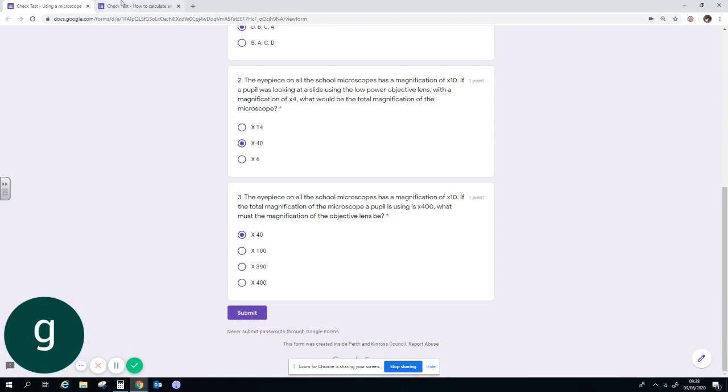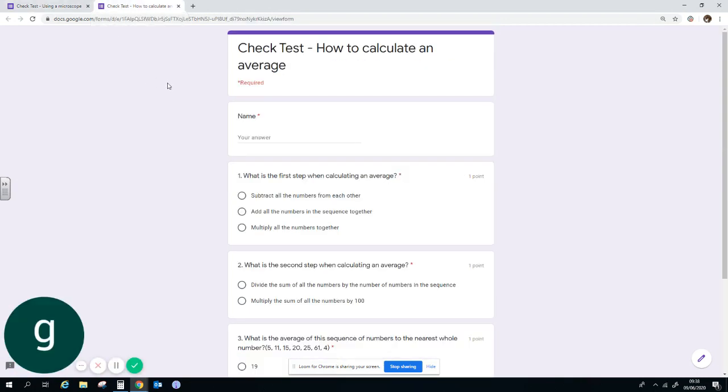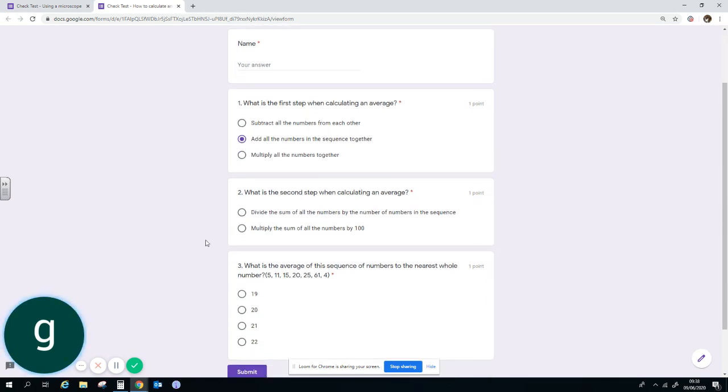And if we were to submit that, we will assume I got 100%. Quickly, just while we're here, we could do the averages one. So what's the first step when calculating an average? You add up all the numbers. So we add all the numbers together. If you've got two numbers, you just add them together. If you've got 50 numbers, you add them together. And you need to, while you're doing that, work out how many numbers you have. So the second step, divide the sum of all of the numbers, so the ones we've added together, by how many numbers you added up. If you've added 5 numbers up, then at this stage, we divide by 5.